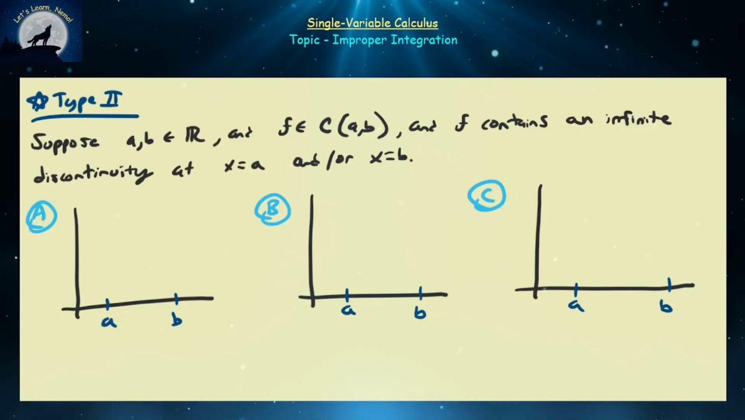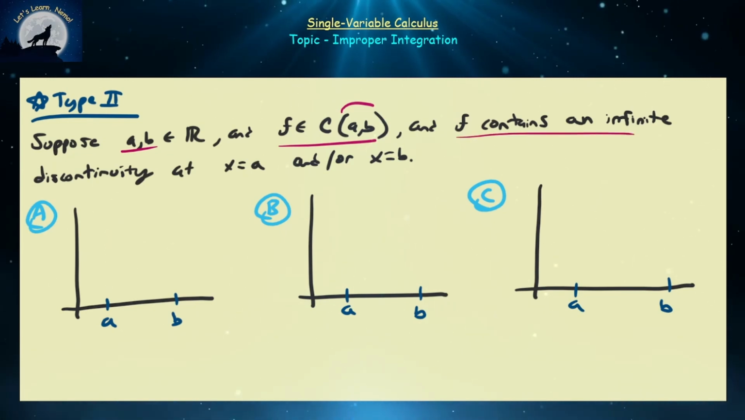Now let's look at a different type of improper integral. Again, let's assume that our bounds are both finite, i.e. a and b are real numbers. Let's assume that f is continuous on the inside of a, b, but not at the boundaries. And let's assume that f contains an infinite discontinuity at either x equals a and/or x equals b.